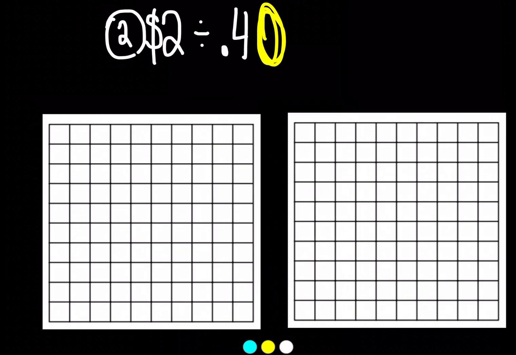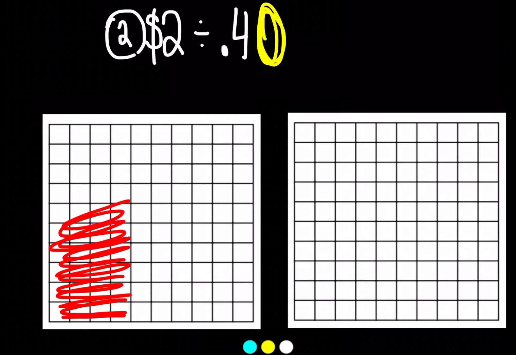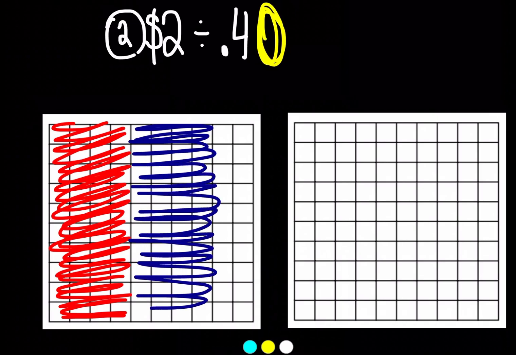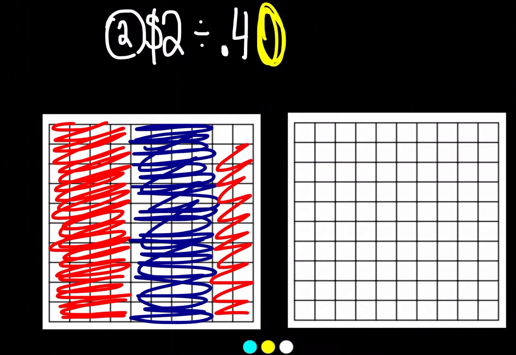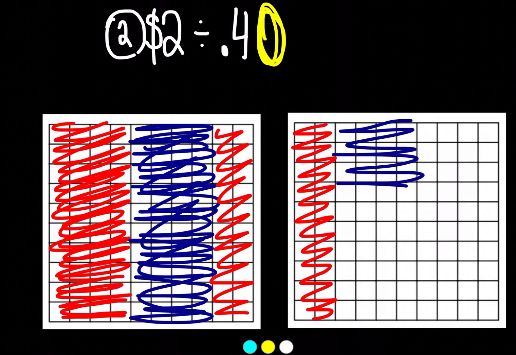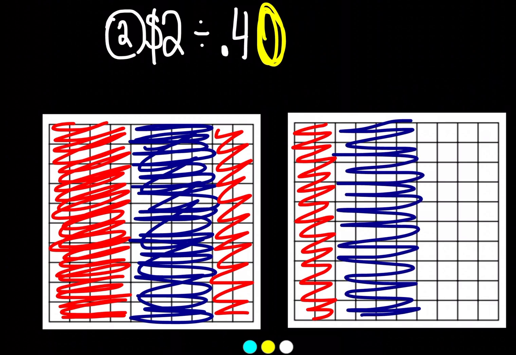I'll use some different colors. I'll use red, so I'm going to shade in 4 tenths. I'm going to change my color and shade in 4 more tenths. Okay, I'm going to go back to red. I can shade in 2 tenths over here, and 2 more tenths over here. Shade in 4 tenths. I'll go back to red and shade in 4 more tenths.